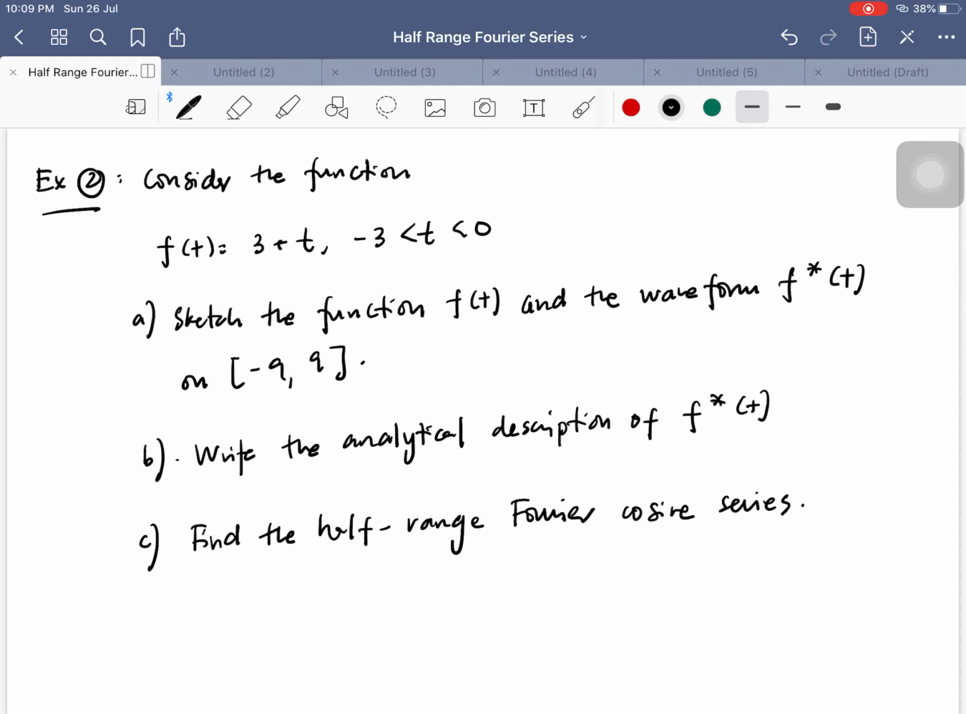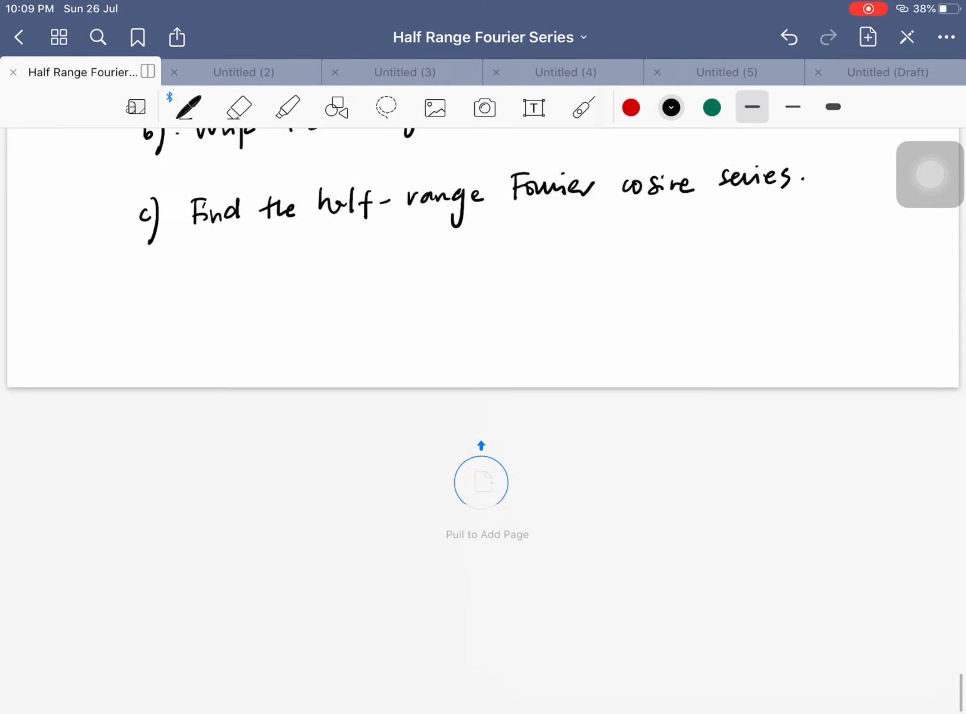Alright, so the second and the last example, for the subtopic and for the whole course as well. I'm going to consider the function f of t equal to 3 plus t from -3 to 0. We're going to sketch the function f of t and the waveform, the periodic function on the interval from -9 to 9. Then we're going to write the analytical description of f star t. After that, we're going to find the half-range Fourier cosine series.